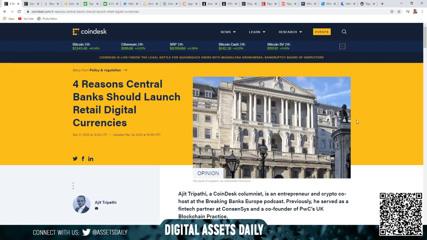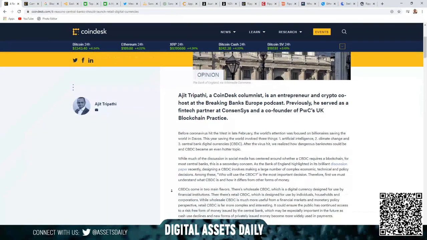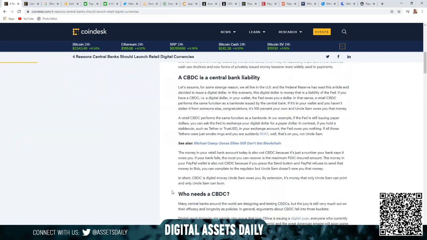It's going to be a tricky one. Bear with me, as it kind of is a little scattered with so many tabs open. I try to place them in order, but it's just a really tricky one. Bear with me, and we will get through this. And here we go. 4 reasons central banks should launch digital currencies. As we scroll down, we will get into that. A CBDC is a central bank liability.